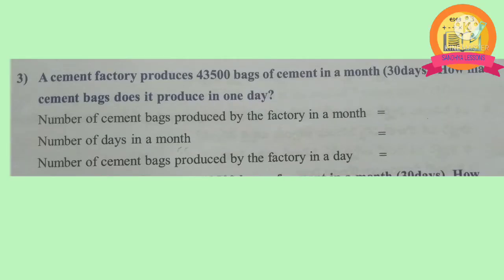Third problem. Number of cement bags produced by the factory in a month, 43,500. Number of days in a month, 30. Number of cement bags produced by the factory in a day. We can get this by dividing 43,500 with 30. After dividing, we get 1,450. Therefore, number of cement bags produced by the factory in a day are 1,450.